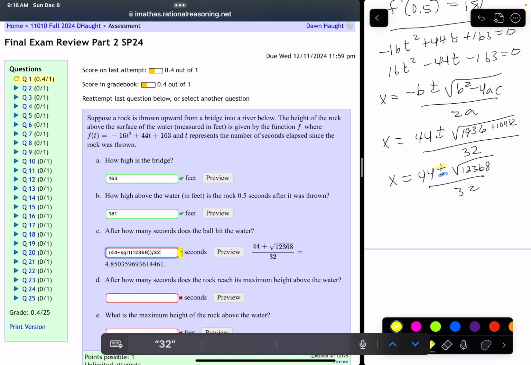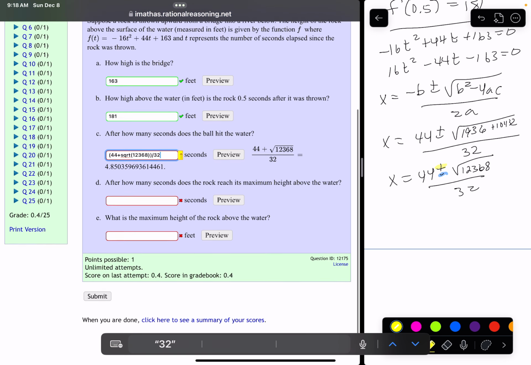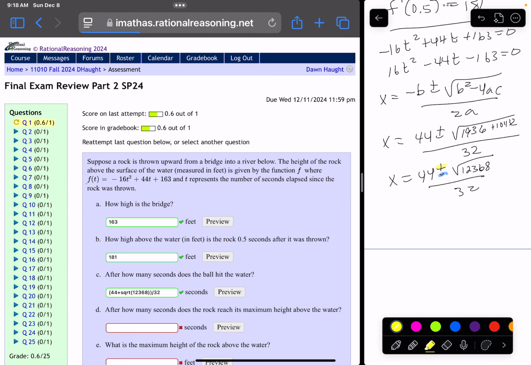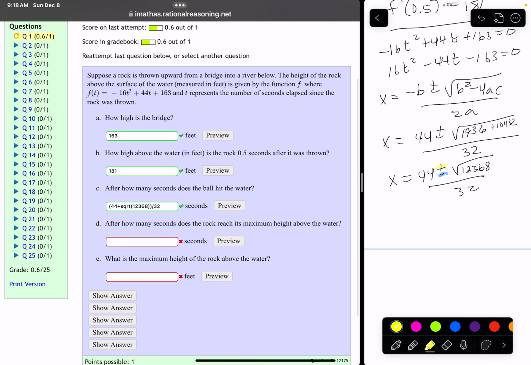And just check out your preview. Is it what you have written on the page? And let's hit submit. Perfect. Now, how many seconds does it take for the rock to reach its maximum?